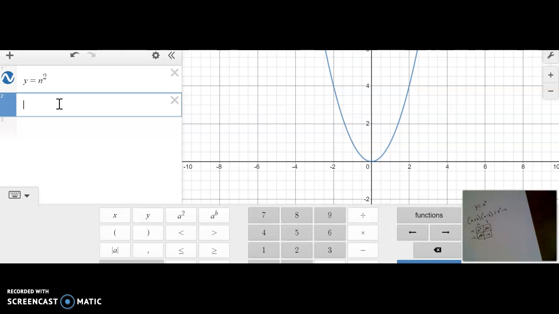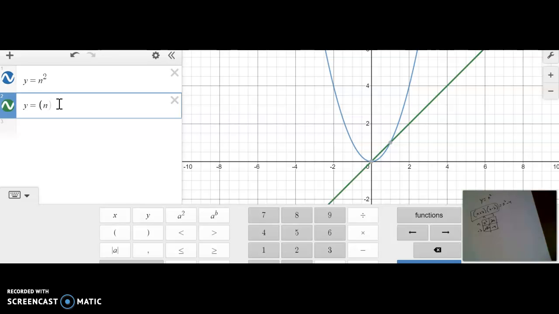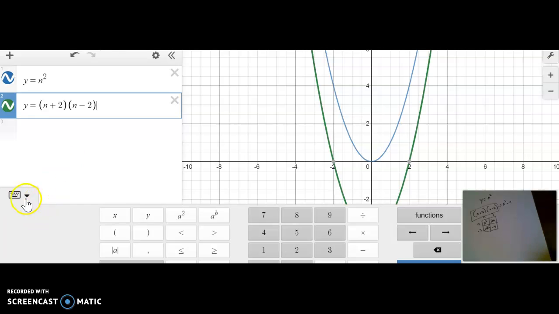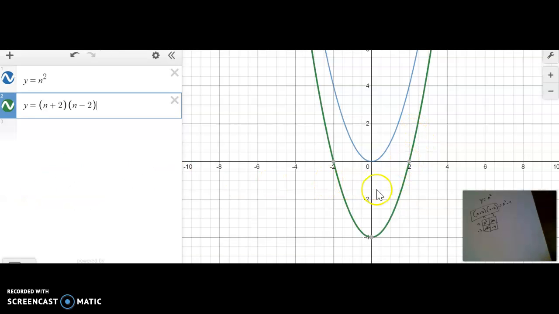Now below it, I'm going to type in y equals, and I'm going to do the expression, which will now be an equation for the area of the rectangle. So I'll use the parenthesis, I'll go n plus 2, and then another parenthesis and do n minus 2. And I can see that my second graph, the green one, does drop lower than the first graph. And it should, because as we saw, the difference was always 4 less.